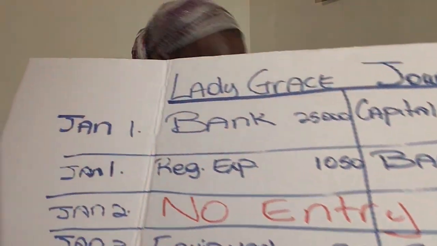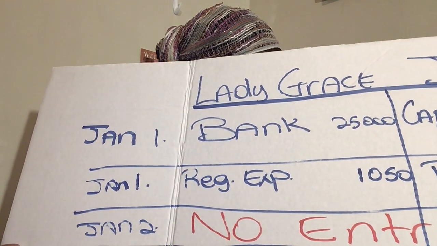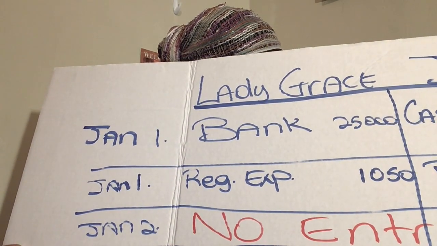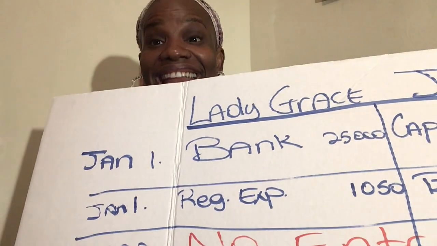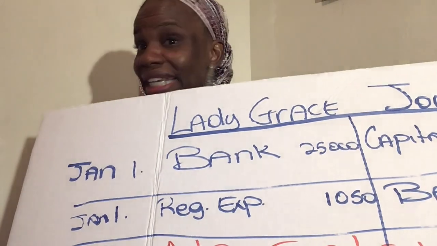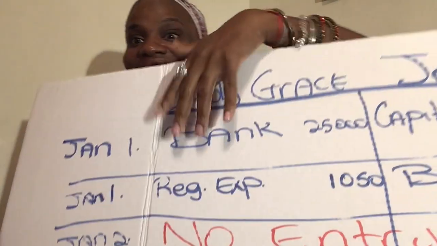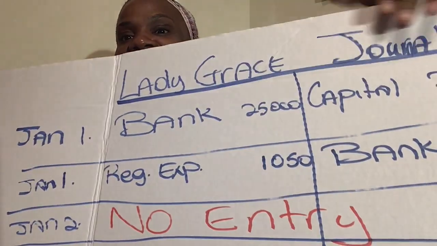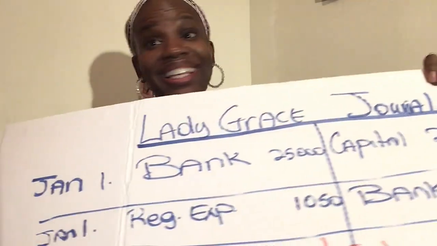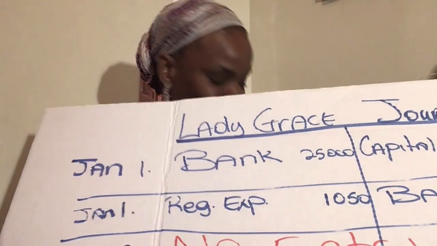January 2nd, if you see a big red rent office space for a monthly of $900 payable at the end of the month, and it's $900 cash. So she just rented it, payable at the end of the month. This is January 2nd. So I put a big fat in red, no entry. Nothing is going on the 2nd. This is just informational, right?